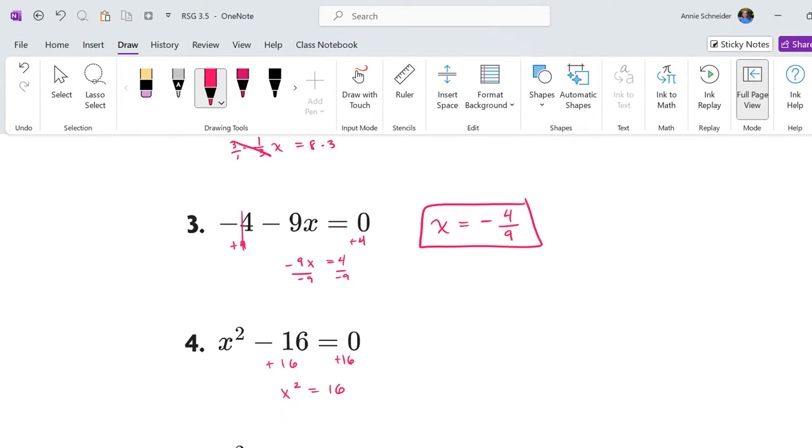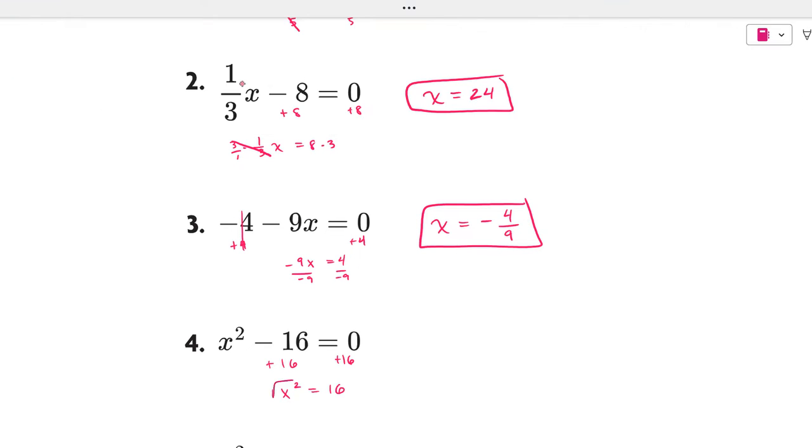Now I can use the square root property to take the square root of both sides, but I do have to be really careful. Remember, a positive number squared would give me a positive number, or a negative number squared would give me a positive number. So when we do this, we have to do plus or minus. This could come out to either positive or negative.